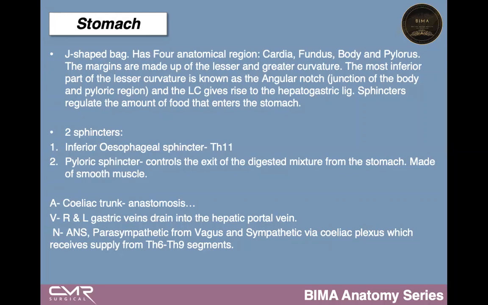Venous supply, you've got the right and the left gastric veins, which are then draining into the hepatic portal vein. Nerve supply, it's from the autonomic nervous system, whereas the parasympathetic is coming from the vagus, and then the sympathetic is via the celiac plexus, which receives supply from the T6 to T9 segments as well.